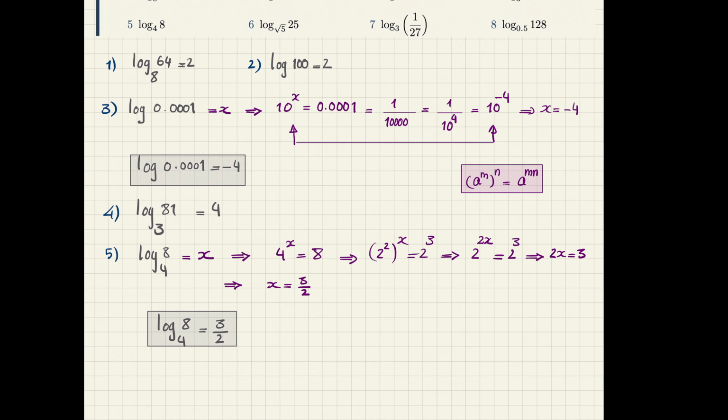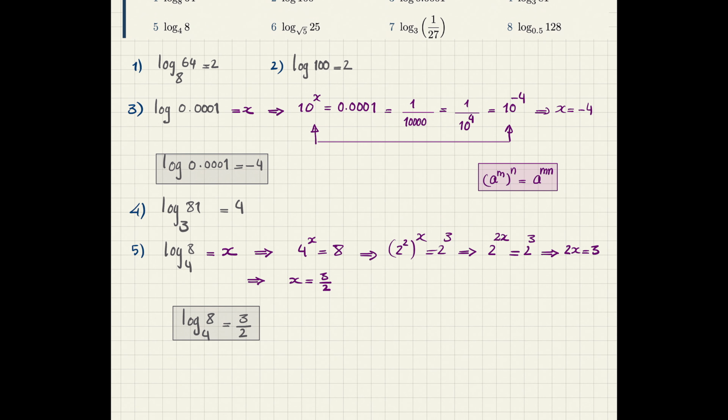Okay, so number 6. Log of 25 in base square root of 5. Okay, so again let us use the trick. If we don't know how to solve it, I call it x and I use the equality. It becomes a square root of 5 to the x is supposed to be equal to 25.